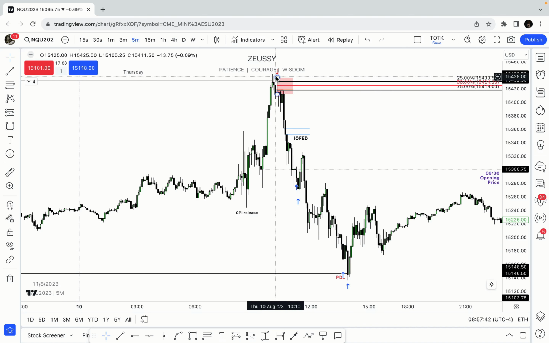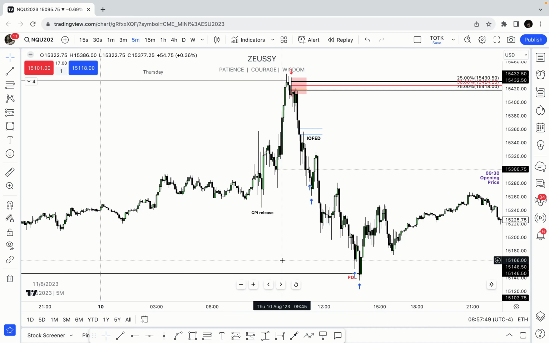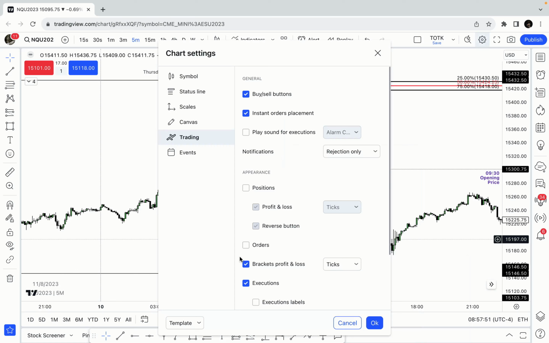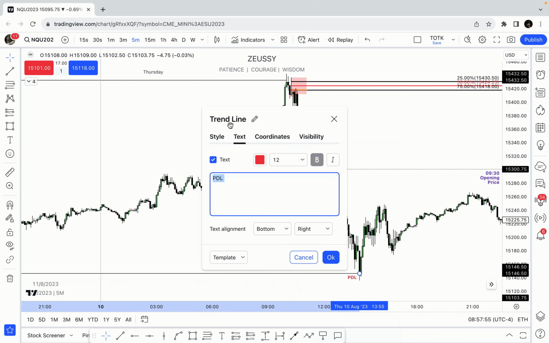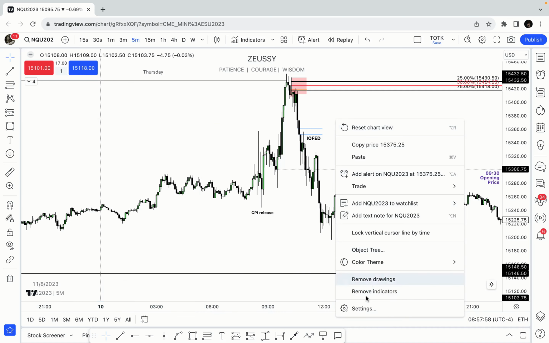Shorting in close proximity to the high of the day, buying in close proximity to the low of the day. That sums up this review.